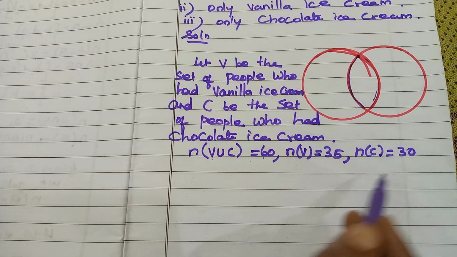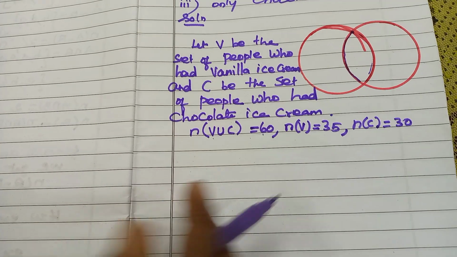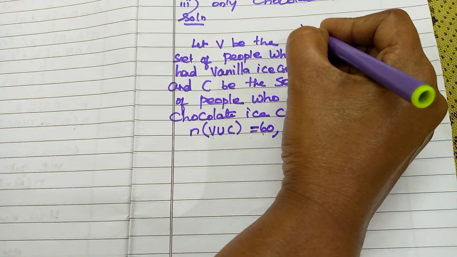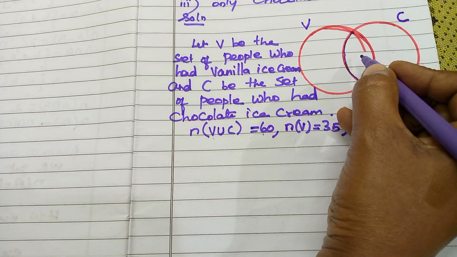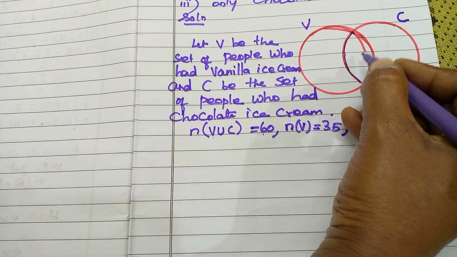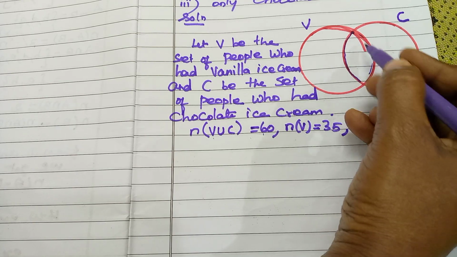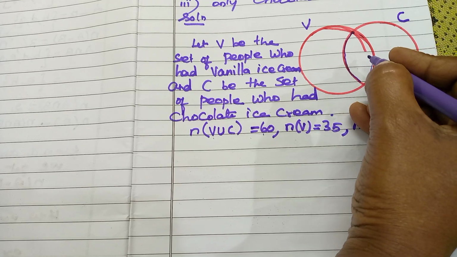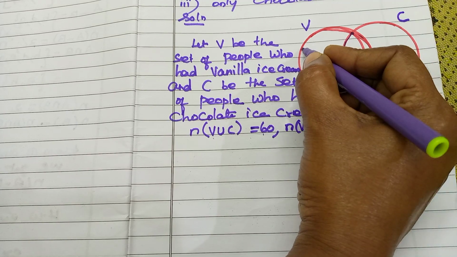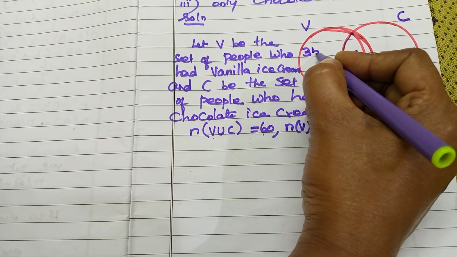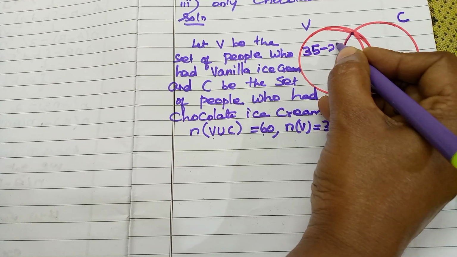Next, now using the Venn diagram we are going to verify easily. So this first circle is V, vanilla. Second circle is C. Here let us take the number of people who had both ice creams, this intersection part, as X. We don't know, we have to find out. 35 of them have vanilla, no? So this X is both. So this X we have to subtract.